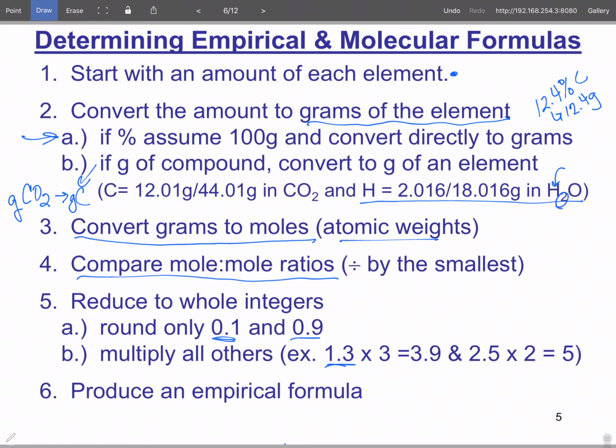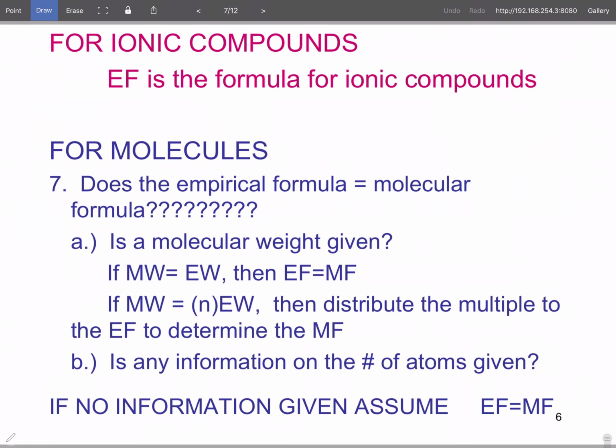So if you would have 1.3, you would multiply it by 3 so that you could have 3.9. Again, you can round that. Okay, this one would be 5.0, so obviously it can be rounded. At this point in time, you have the lowest whole number ratio. This is the empirical formula ratio. I keep trying to put an N on there. Okay, so for ionic compounds, the empirical formula is the formula for ionic compounds.